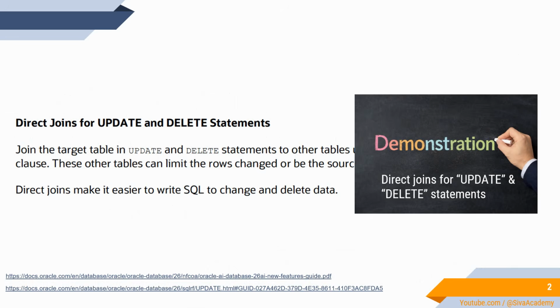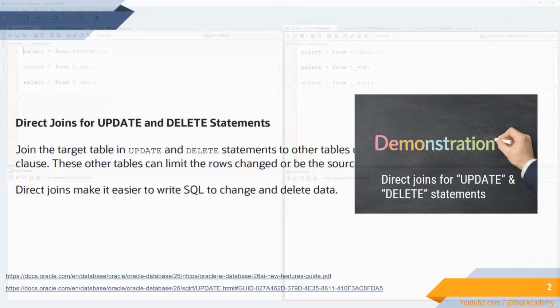Okay, to understand better, I'm just going to show you two examples, one for update and one for delete. And I'm going to show you the same example in the 21C version as well as in the 26 AI version, so that it is easy for us to understand what specific join based update I'm talking about here. Okay, let's start with the demo.